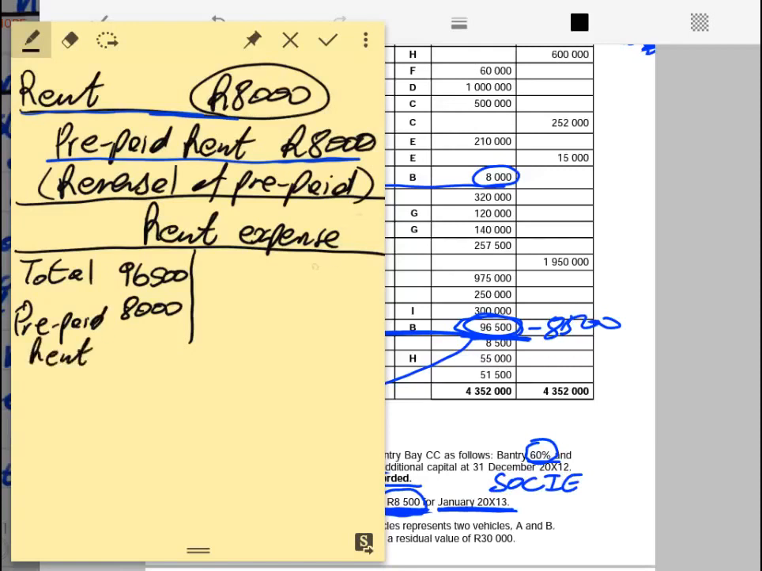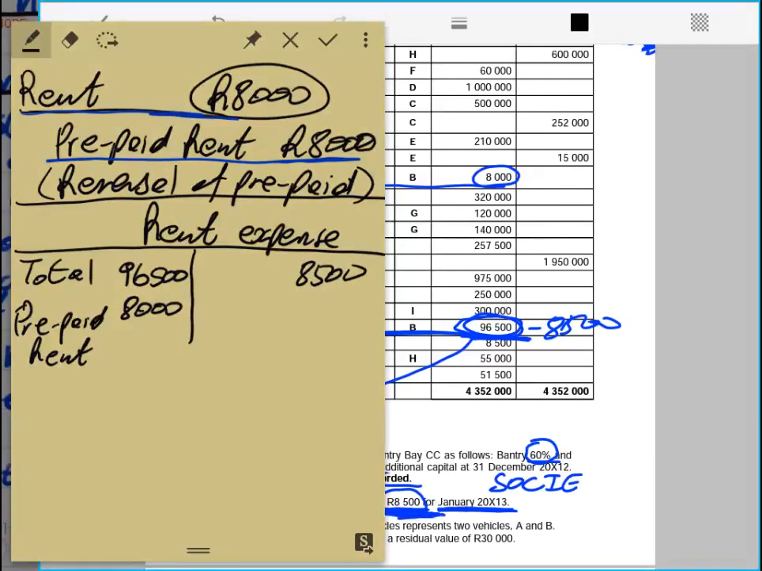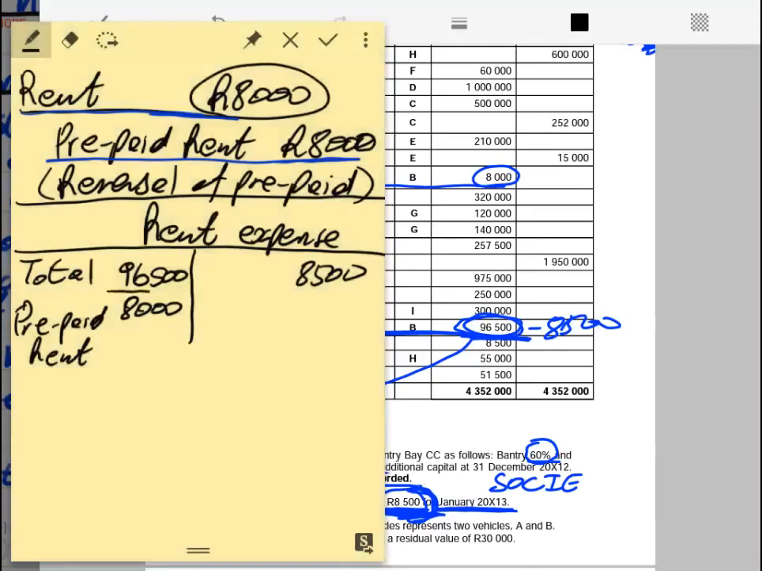Then on the credit side, we record 8,500, because 8,500 is this one in the adjustment, which is paid for next year. But that 8,500 is already inside 96,500. So now we are removing that prepaid rent from 96,500 so that it becomes a prepaid expense. Then we say prepaid rent on the credit side. Then we can close off this ledger account.